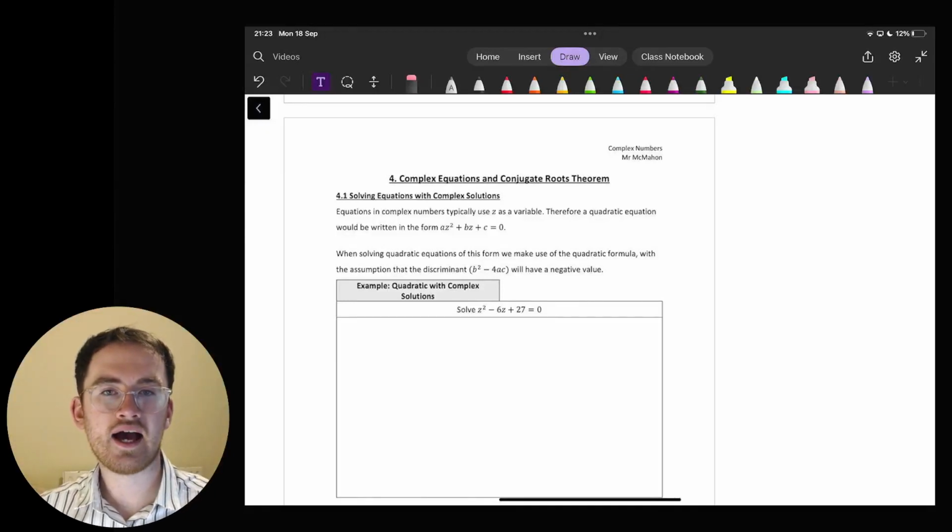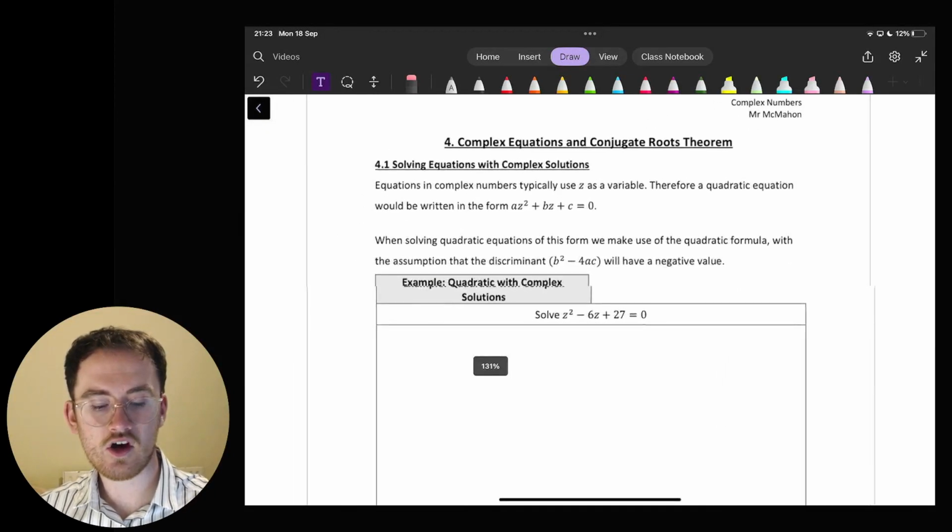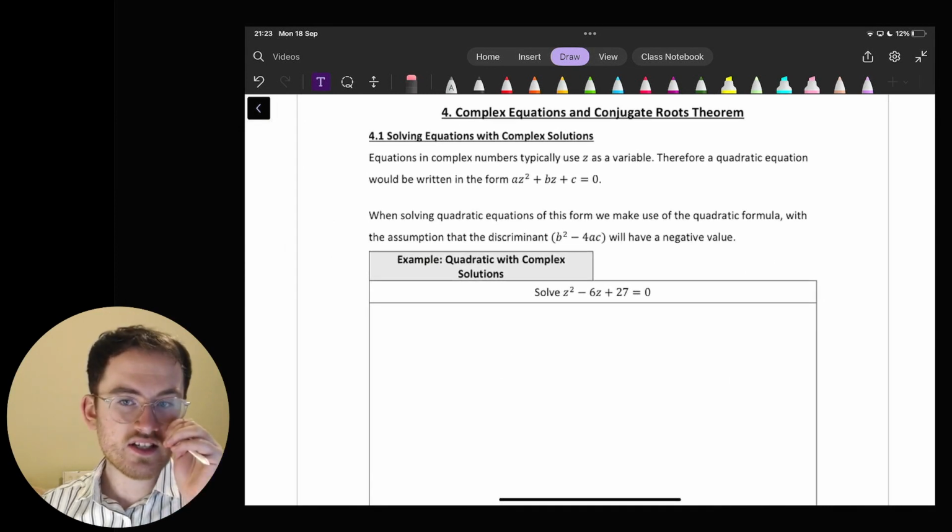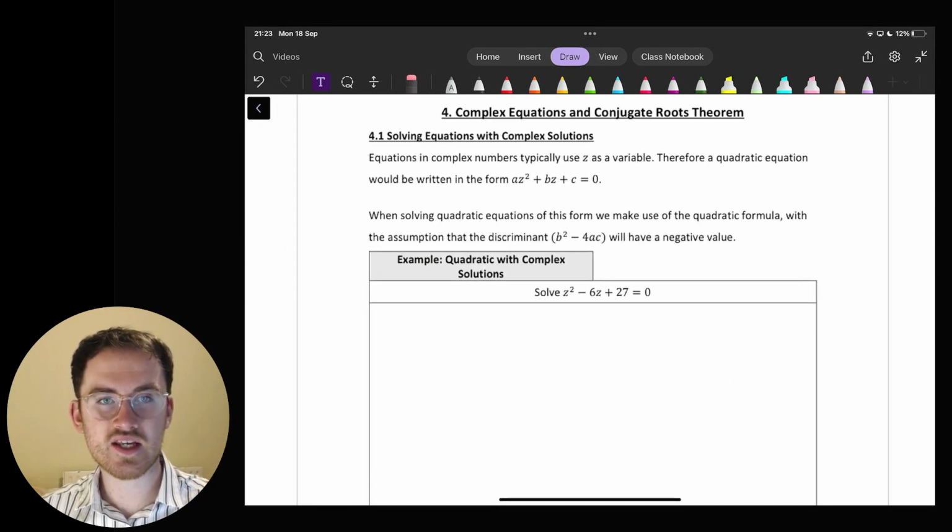Okay, so we're going to look at complex equations and then the conjugate roots theorem. Generally starting off, just looking at complex equations and specifically quadratic equations. With equations and complex numbers, we typically use z as a variable. We've seen that already, that we call our complex number z.